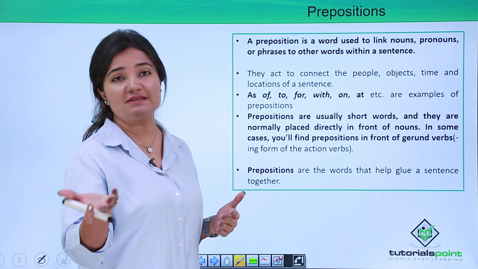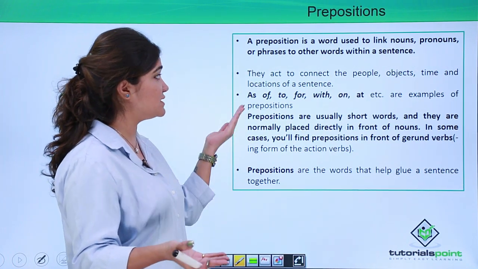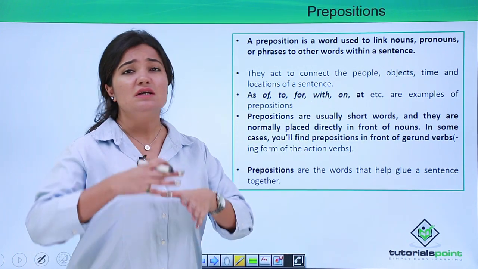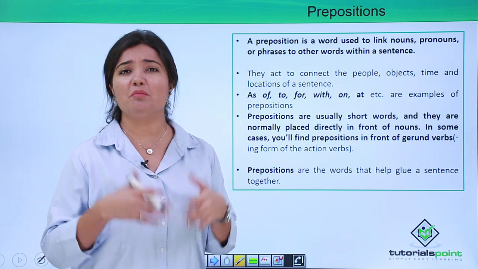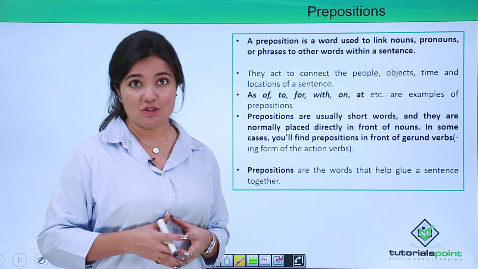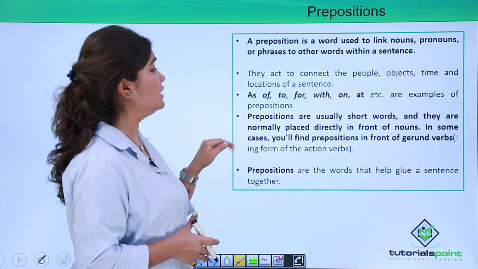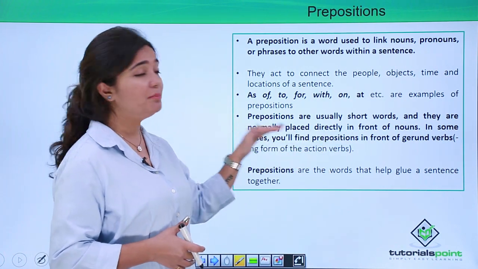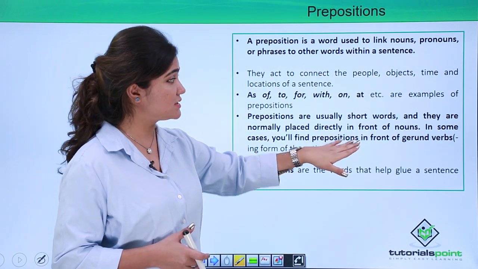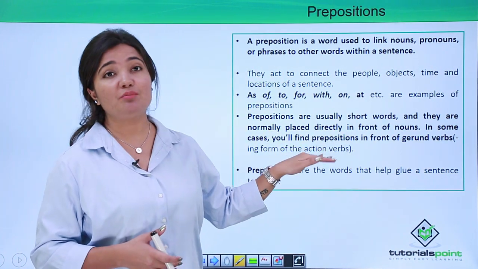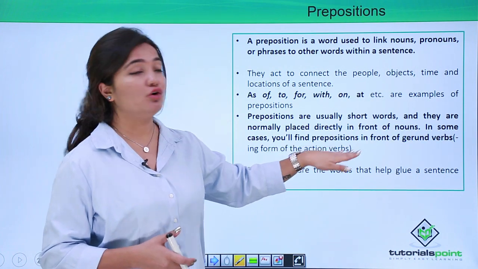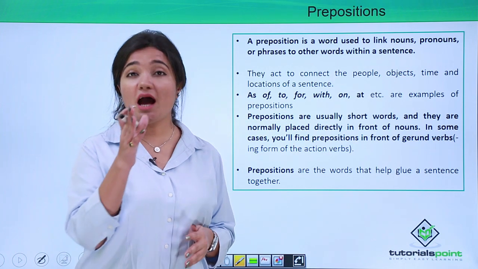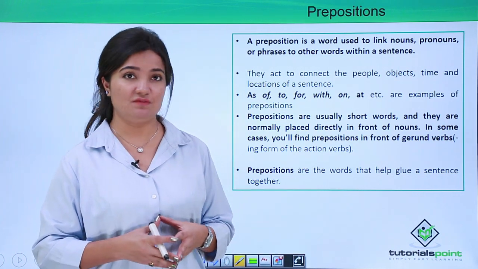So, what are the various examples which are used as prepositions? For example, as, of, to, for, with, on, etc. It's a huge class, there are many examples of prepositions that are used in the language. Now, prepositions are usually short words. They are normally placed directly in front of nouns. In some cases, you'll find a preposition in front of gerund verbs. So what are gerund verbs? Gerund verbs are the ing form of action verbs, right?